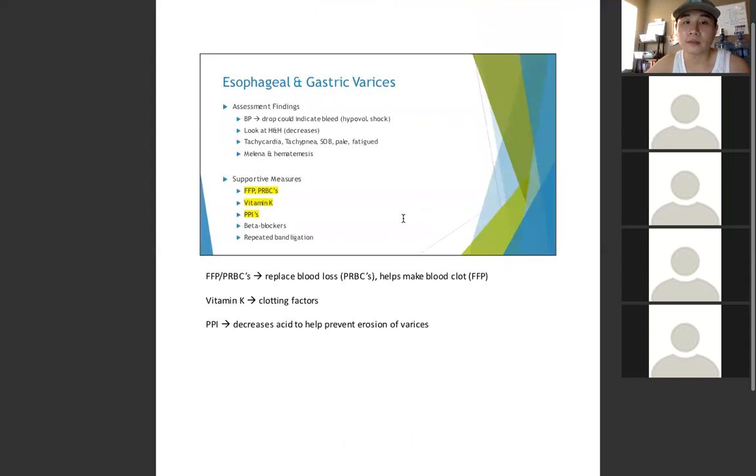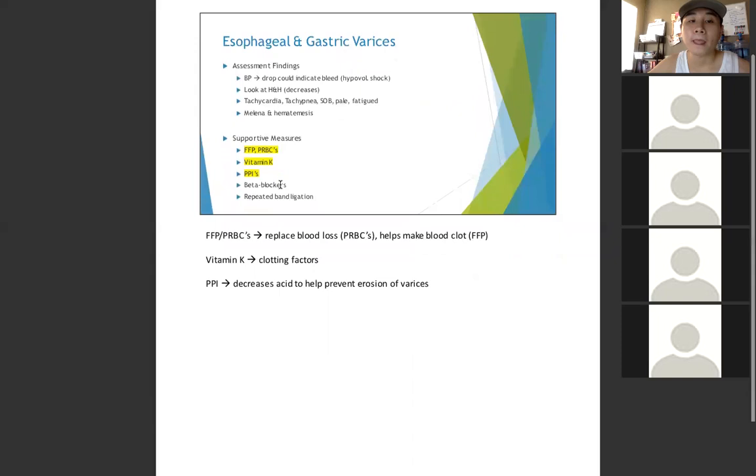All right, assessment. The blood pressure will drop because of hypovolemic shock. We look at the H&H and it will be decreased. Patient will be tachycardic, tachypneic, high heart rate, high respiratory rate, shortness of breath, pale, fatigue, melena, and hematemesis, vomiting blood.